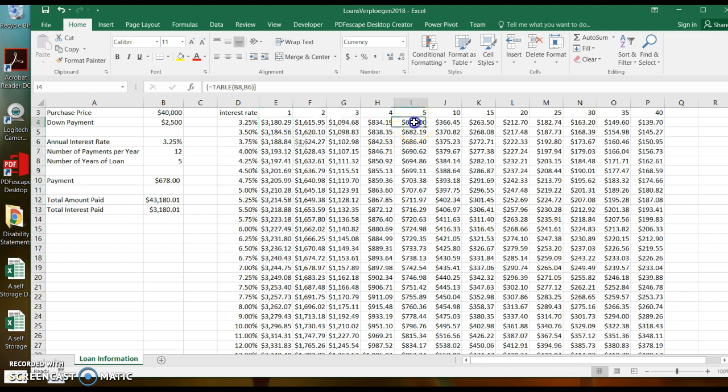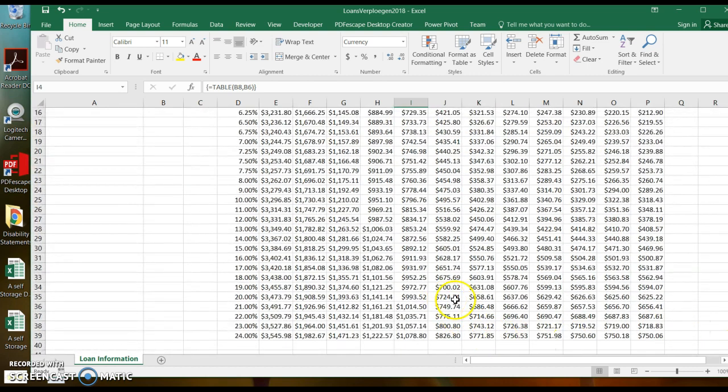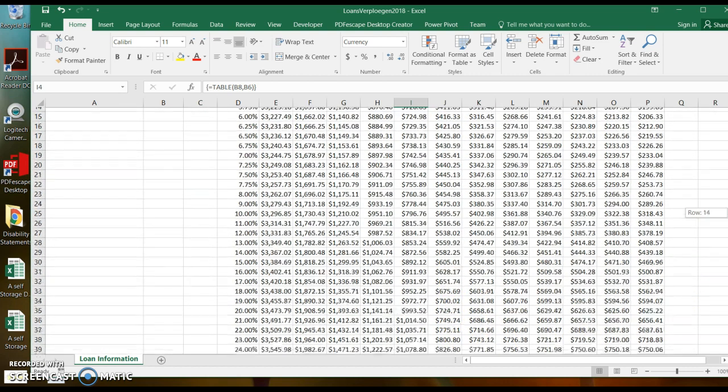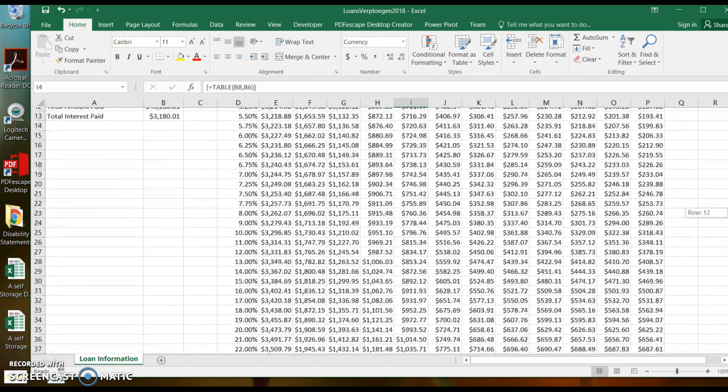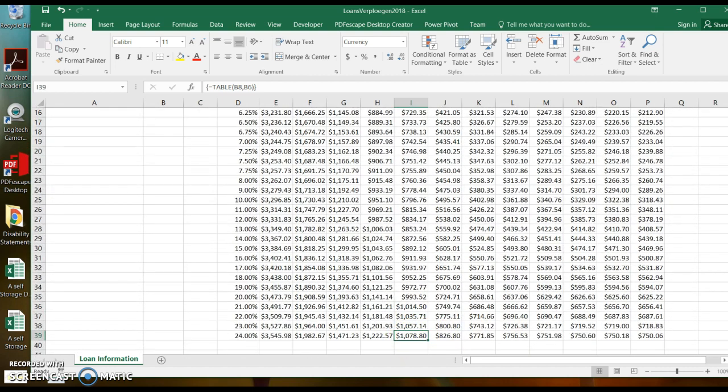If we look at ours where we have the 3 1/4 interest and the loan was $678 a month, at 24% interest, which column are we in, column I, that payment is almost double at your 24%, and all that additional money is simply interest that you're giving to the bank or whoever is getting this money.